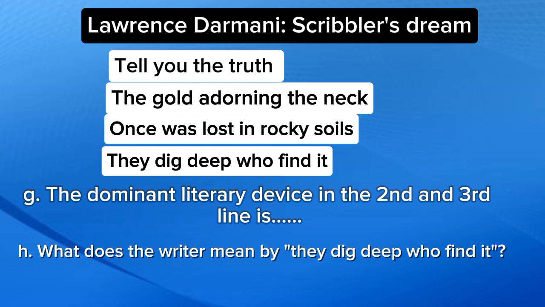So let us go to the questions. Question G. The dominant literary device in the second and third line is, the question again. The dominant literary device in the second and third line is, so the second and third line goes like this. The gold adorning the neck, that is the second line. Then the third line, once was lost in rocky soils.